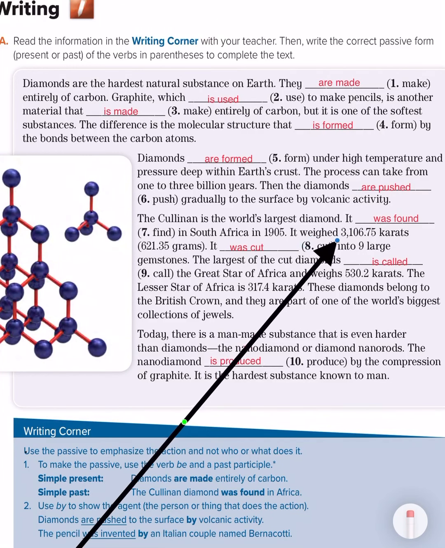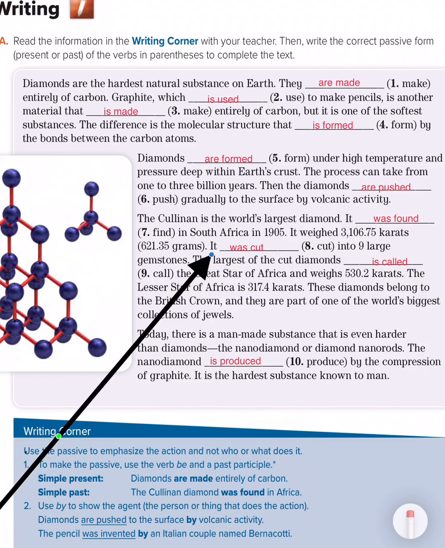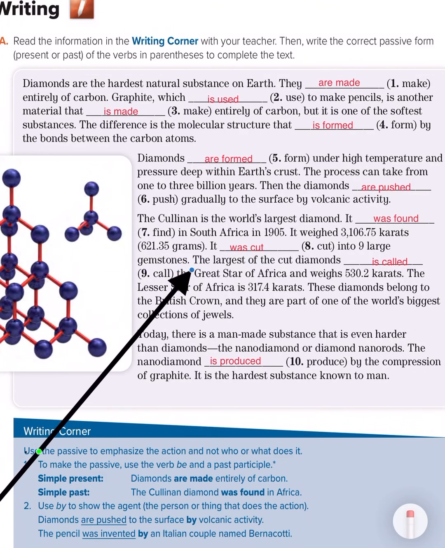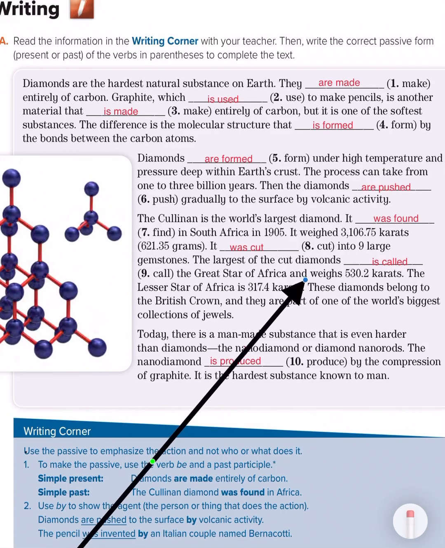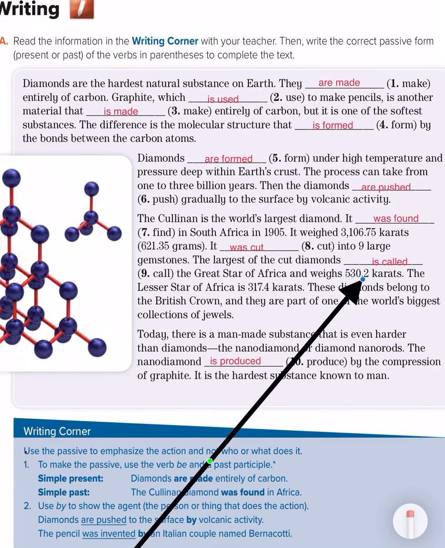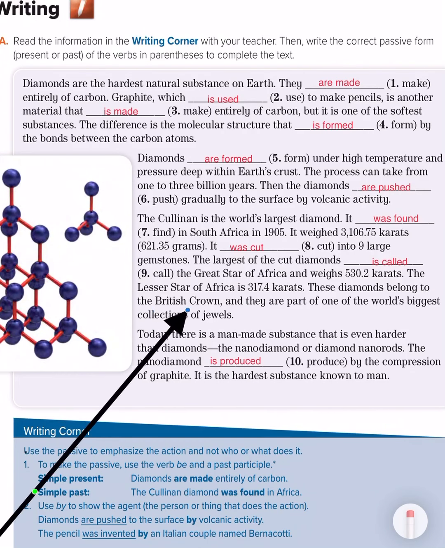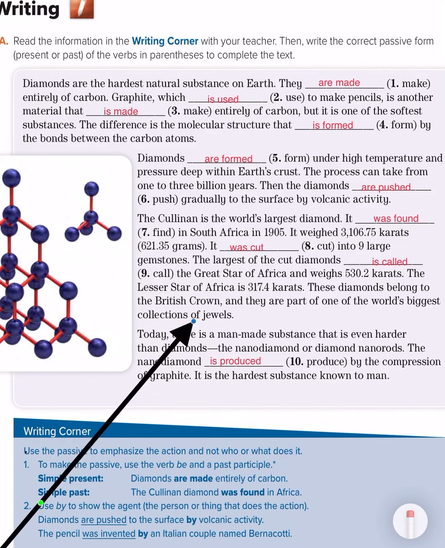Its weight, let's see what we have here: 3,106.75 carats, and it was cut into 5 large gemstones. The largest of the cut diamonds is called the Great Star of Africa, with 530.2 carats. The Lesser Star of Africa is 317 carats. These diamonds belong to the British Crown, and they are part of the world's biggest collections of jewels.